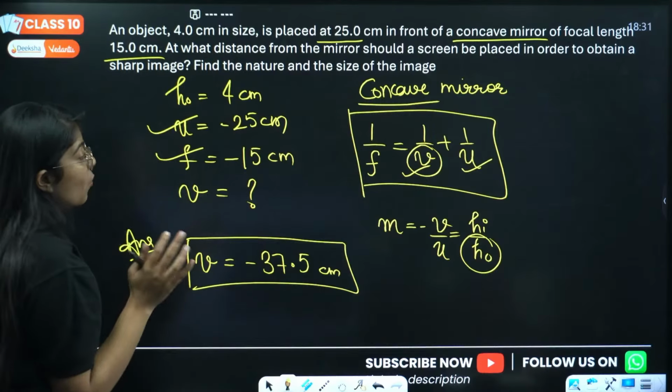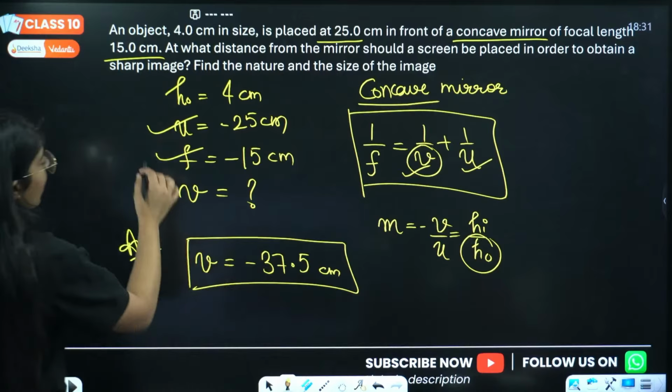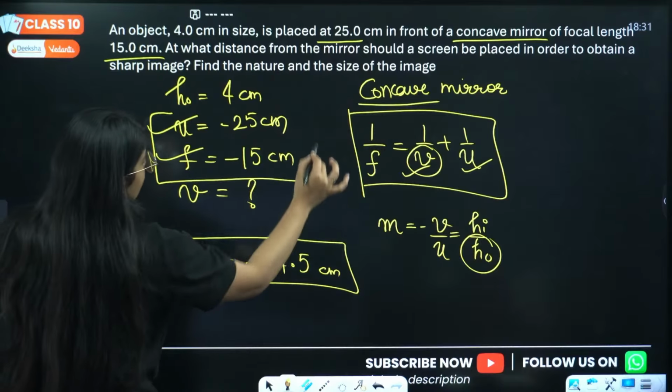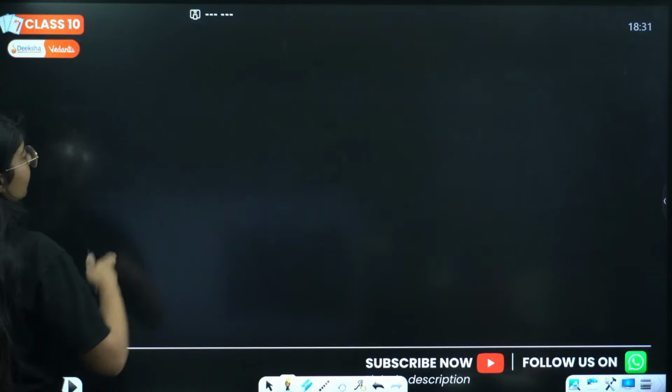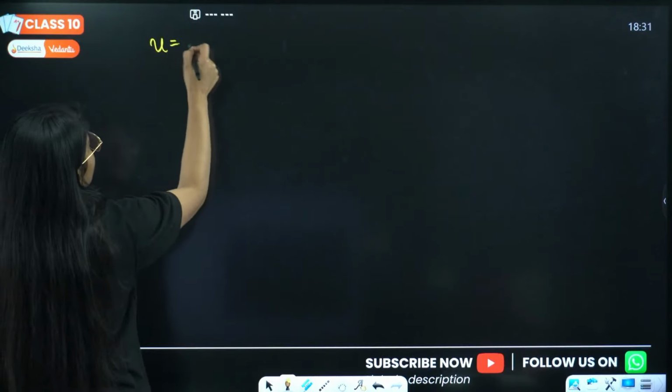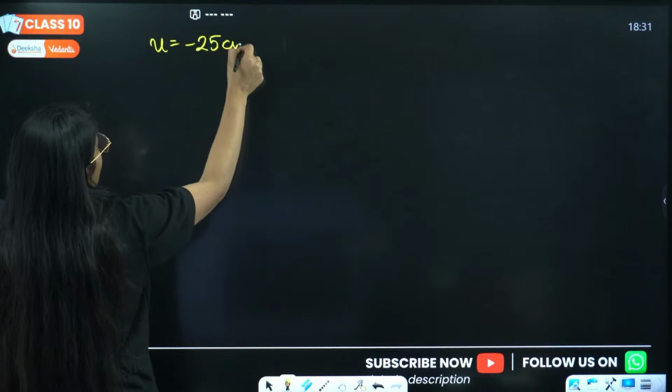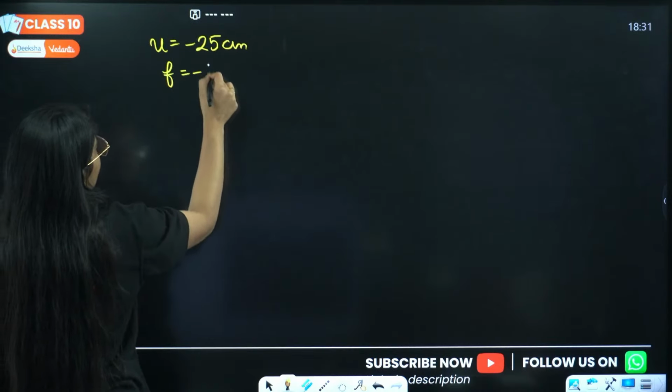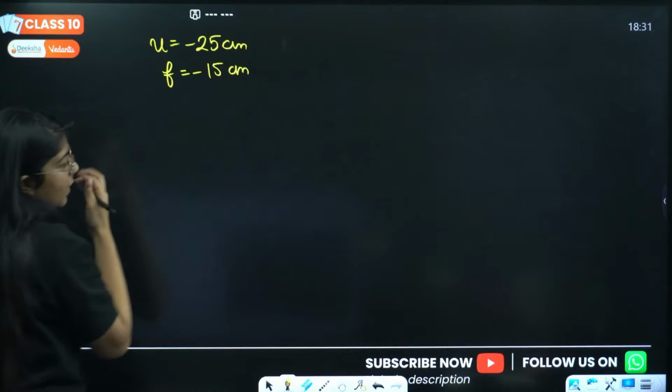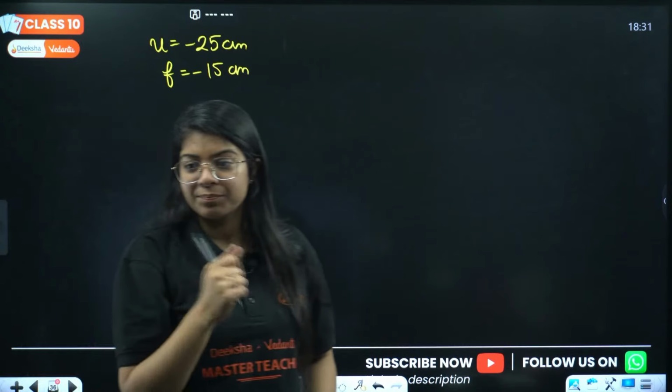Okay, see, what you have to do, you have u and f, that is clear, right? We have u equals minus 25 centimeter and we have f as minus 15 centimeter. I'll solve it really quickly, right?